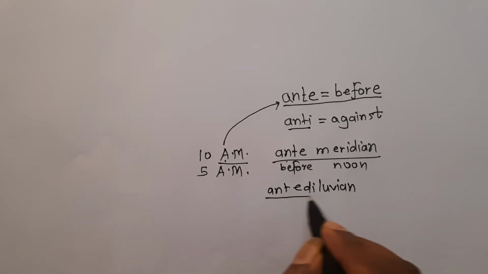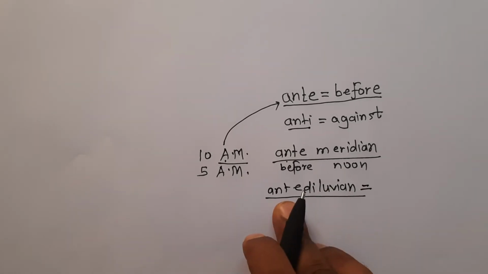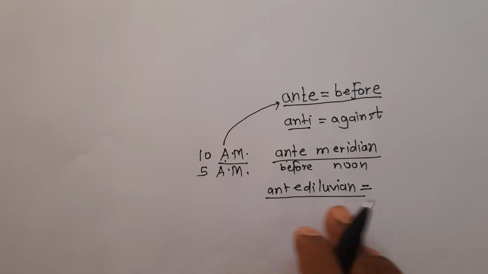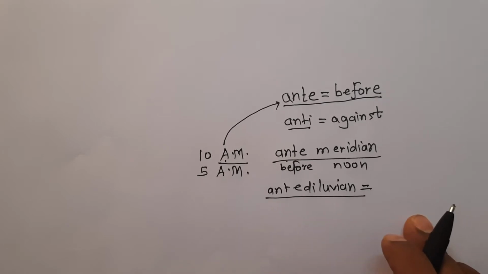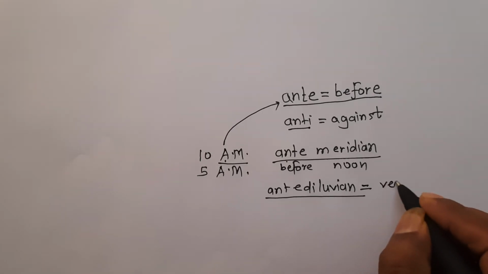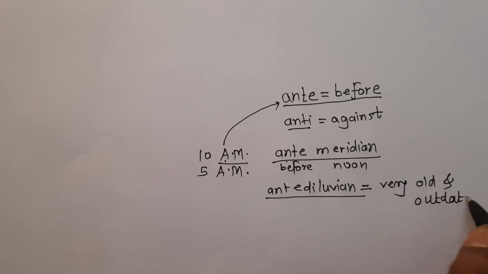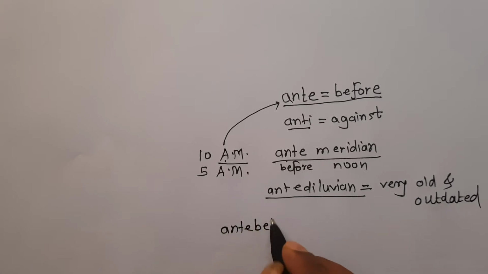diluvian. Antediluvian. Antediluvian means very, very old. Something happened long back, or something which was in practice many, many years ago. So, antediluvian practice, a very old practice. Antediluvian custom is a very old custom. So, very old, and outdated.